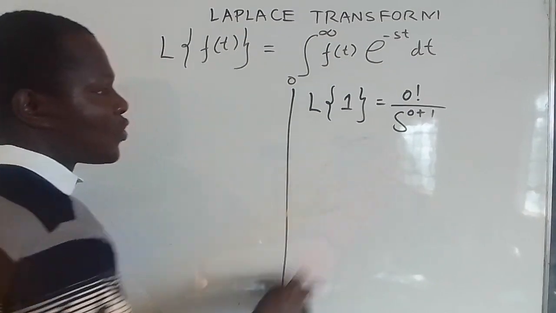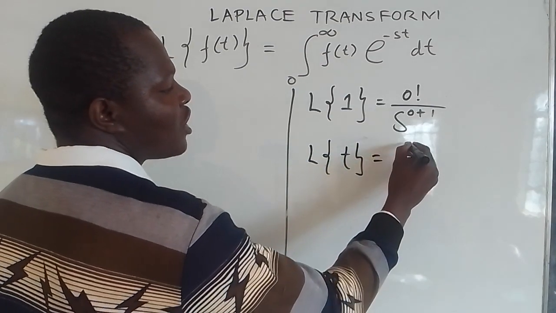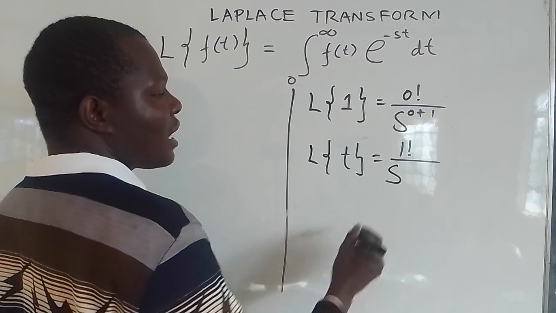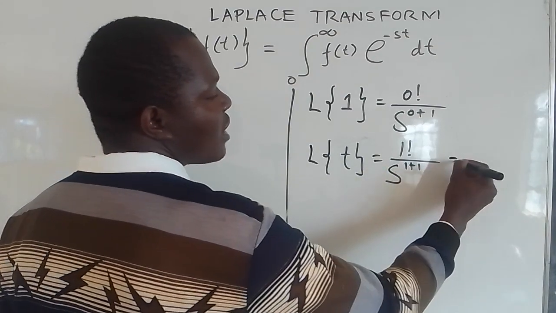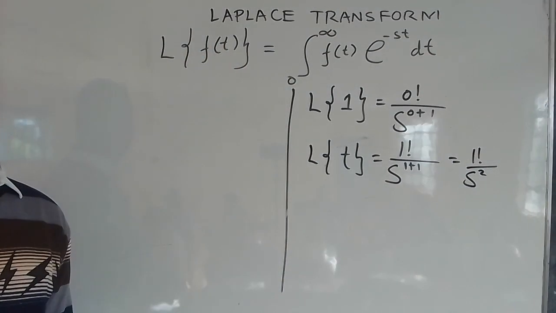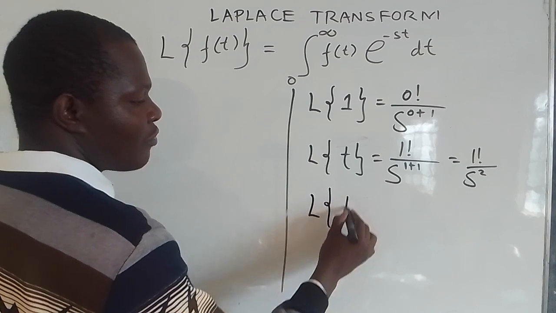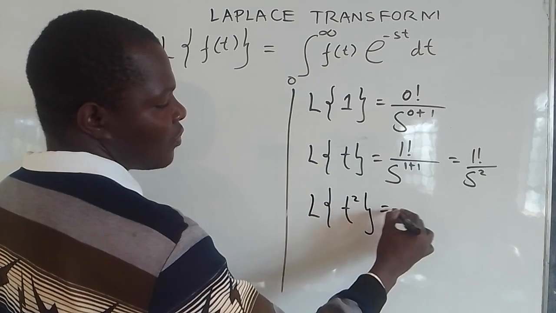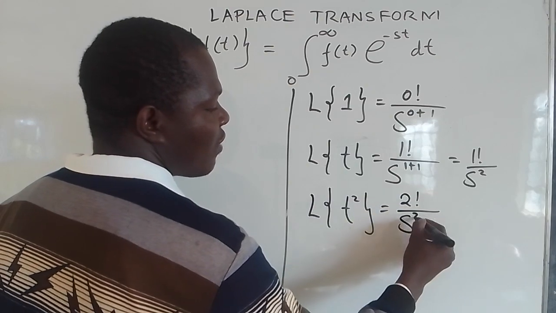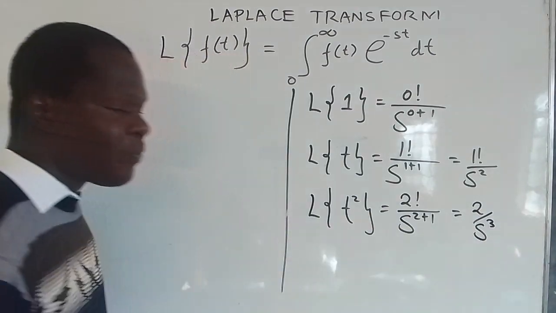Then after that, you said the Laplace transform of t, that is t raised to power 1. So it is now 1 factorial over s^(1+1), isn't it? Giving you 1 factorial over s squared, isn't it? Which is just that. You went ahead and you found that the Laplace transform of t squared is just 2 factorial over s^(2+1), isn't it? So that is giving you 2 over s cubed.